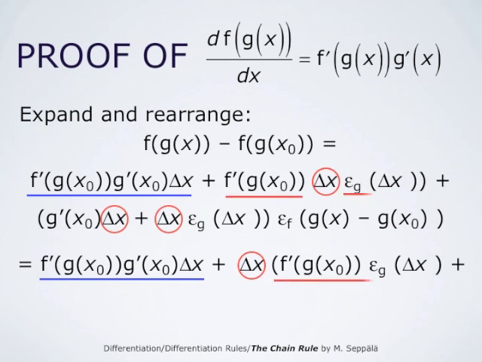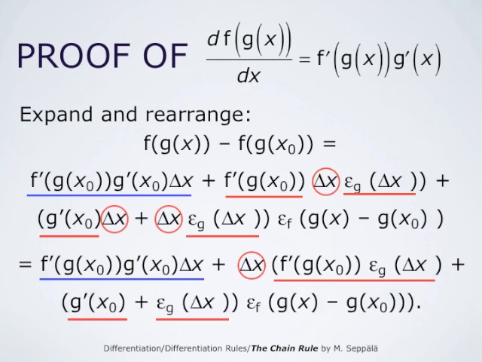This is what we obtained from the first occurrence of this term delta of x after the first term on the right hand side. Then delta of x occurs also in two other places, and from there we get g prime at x0 and epsilon g at delta of x, and that sum has to be multiplied by epsilon f at g of x minus g of x0. So this is now our expression for f at g of x minus f at g of x0.